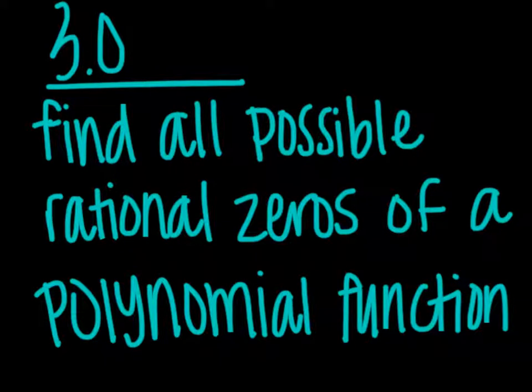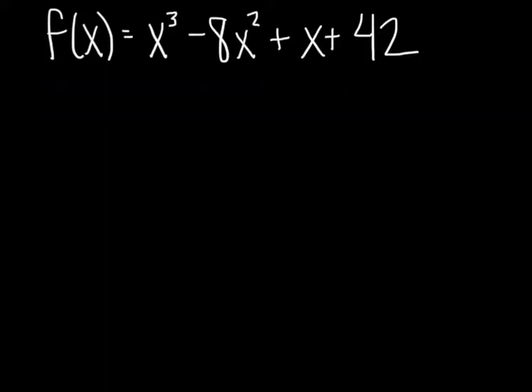This video is going to explain how to find all possible rational zeros of a polynomial function. On your review, this is number 9, parts A, B, and C. The original problem on number 9 is f of x equals x to the third minus 8x squared plus x plus 42.